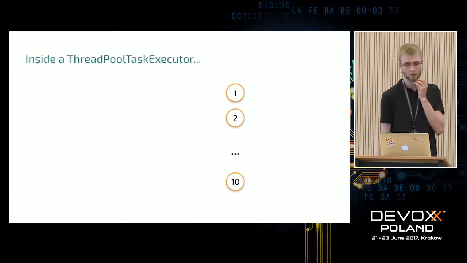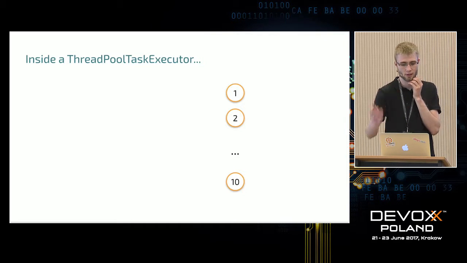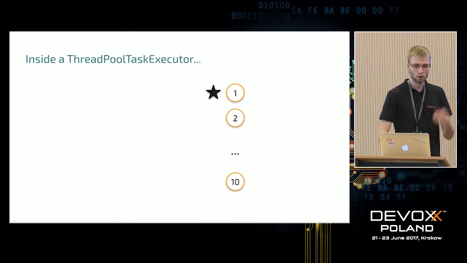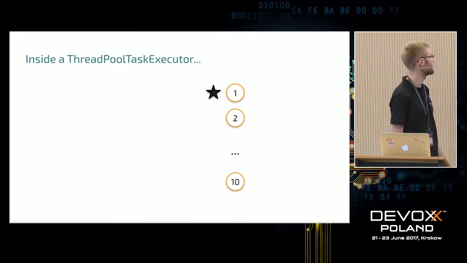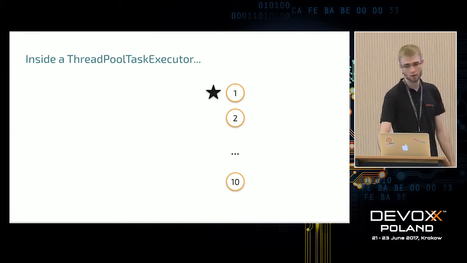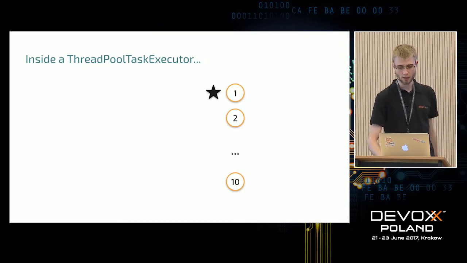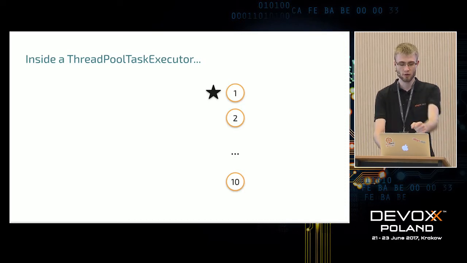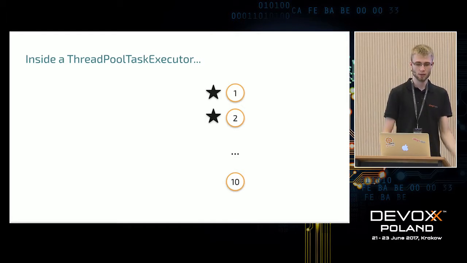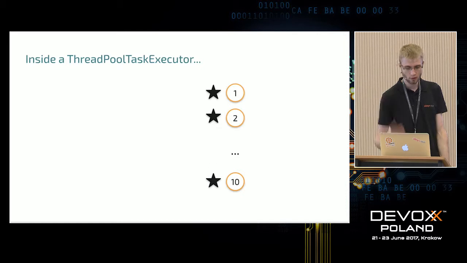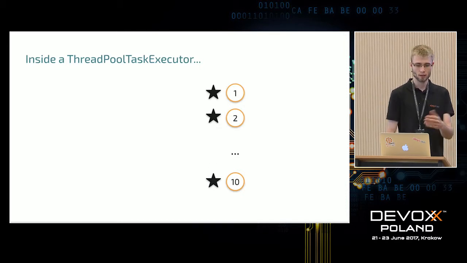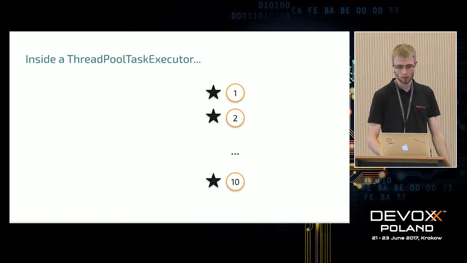So let's see how a fixed thread pool executor works. Basically, we have 10 threads. Whenever a new task appears to be executed, it gets assigned to the first free thread. Then we get a second task, a second offer to process. Since the first thread is busy, it gets assigned to the second thread. And next tasks get assigned to further threads.